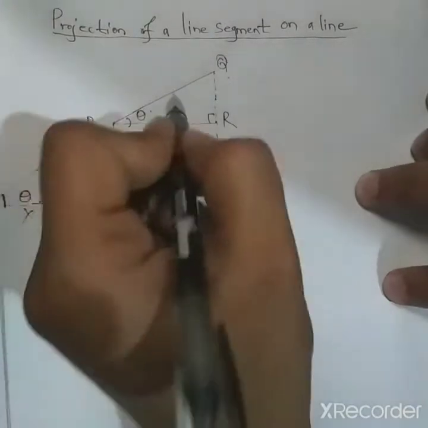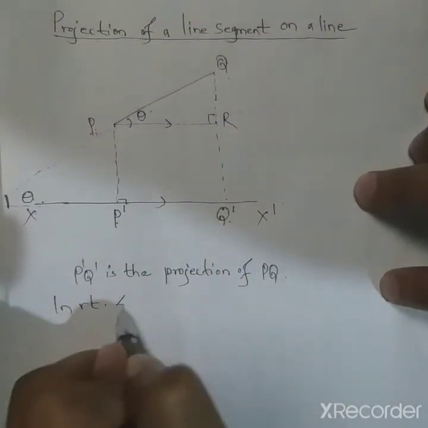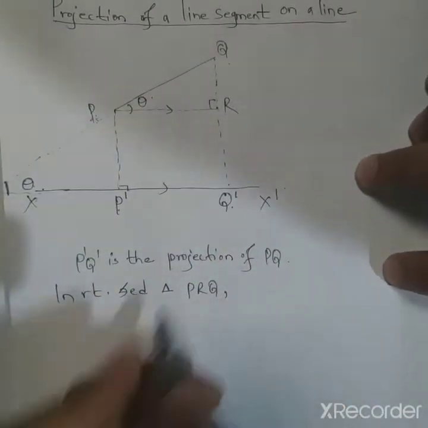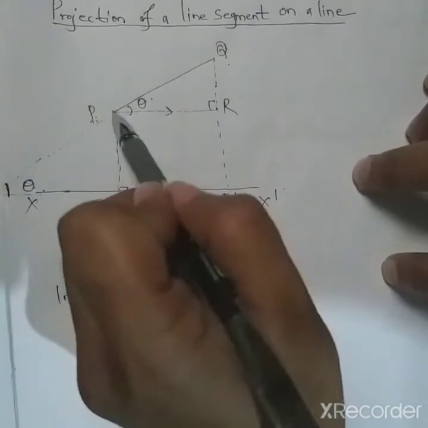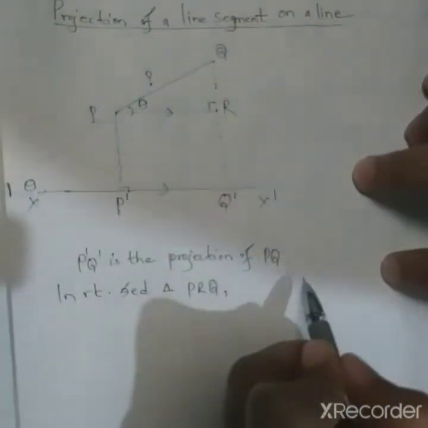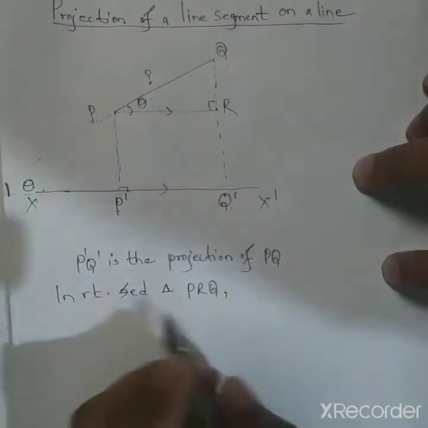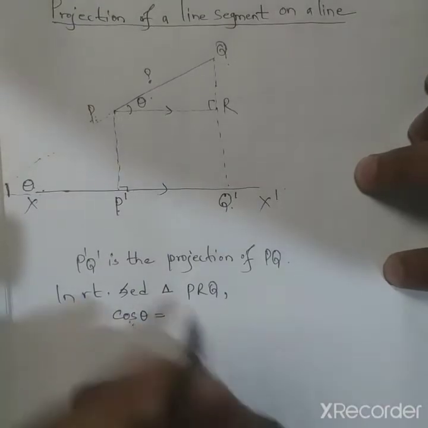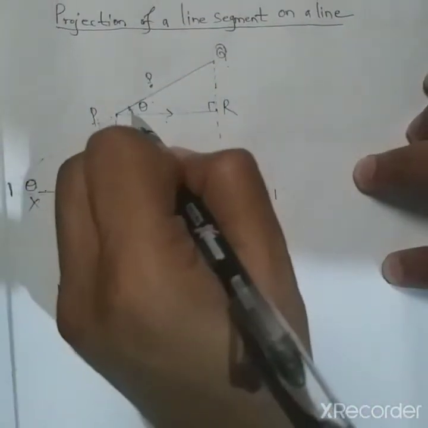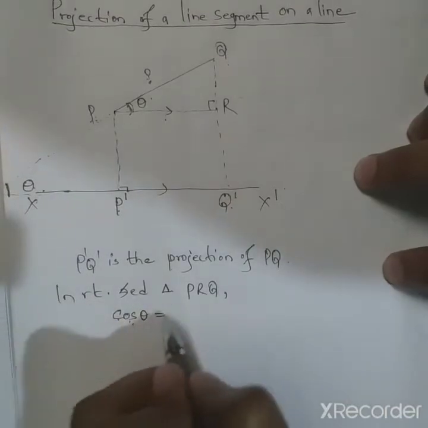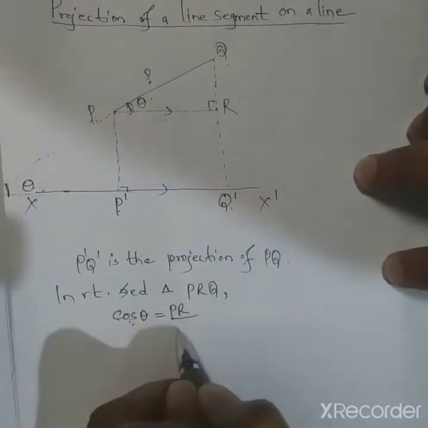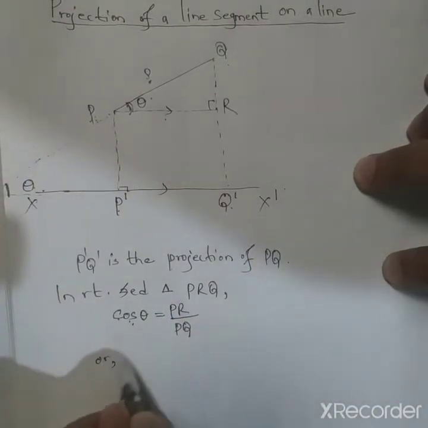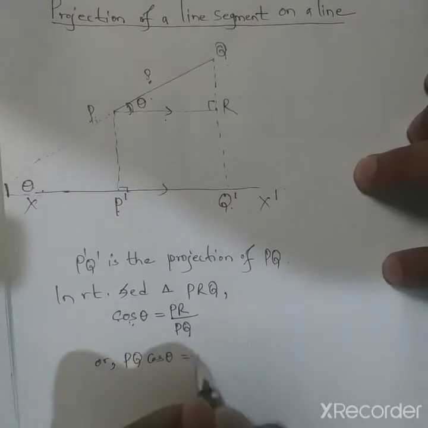Now in right angled triangle PRQ, we are calculating the projection of PQ, isn't it? So we need this side, so we now take cos here. Cos theta equals base upon hypotenuse, because this is the reference angle over here. So cos theta equals base, which is PR, upon PQ. So PQ cos theta equals PR.